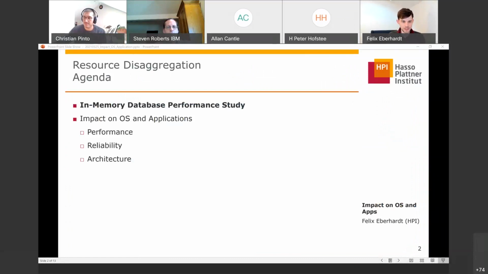So in this presentation, I have two major topics I want to show you. First is some early experiment results we did with an in-memory database on a ThymesisFlow prototype system. And the second is, from our perspective, some impacts we see on the operating system and on the applications when you are using disaggregated memory. These are performance, reliability, and architecture, but we come to that later.